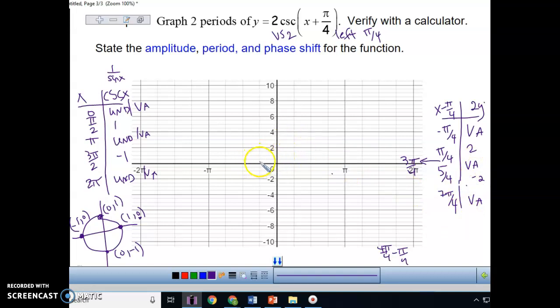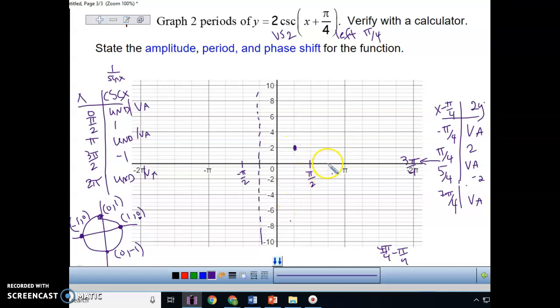So negative pi over 4 would be here. This first one, that's going to be your first vertical asymptote. And then positive pi over 4 is going to be here. There's your second vertical asymptote. No, I lie. Pi over 4 is not a vertical asymptote. It is a value at 2. So here's pi over 4 comma 2.